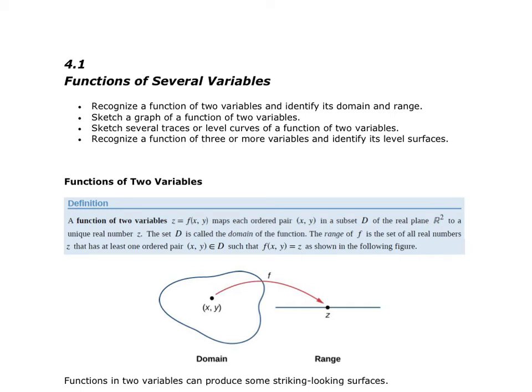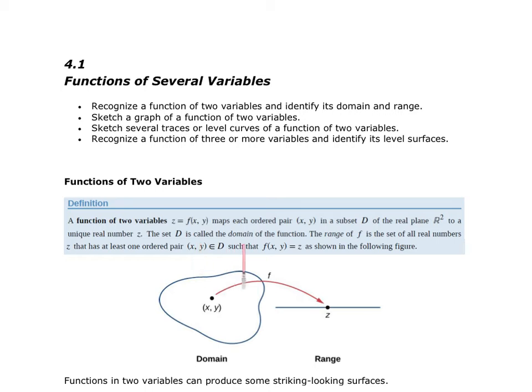In this video, we are going to start exploring the functions of several variables. So we're going to start out and say z is a function of both x and y. And what it does is it maps my ordered pairs x, y to a subset D in the real plane R2 to a unique number z.